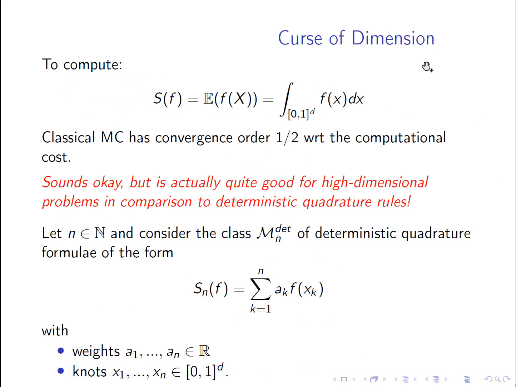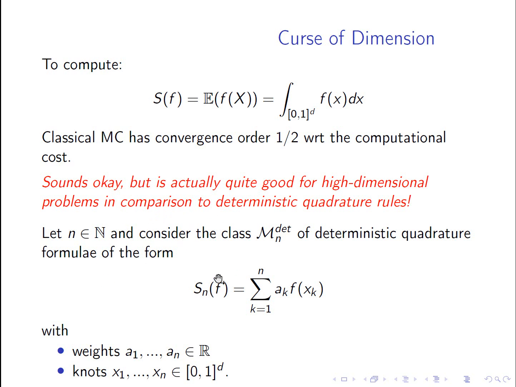Okay, so what is Monte Carlo integration good for really? If you think of your introduction to numerics lecture, there you have seen methods with order 2, 4, and so on. So why do we need Monte Carlo integration? Because classical Monte Carlo has convergence order 1/2 with respect to the computational cost, and 1/2 is not really high. But all the examples you have seen in your introduction to numerics lecture are one-dimensional. So 1/2 sounds only okay, but this is actually quite good for high-dimensional problems.